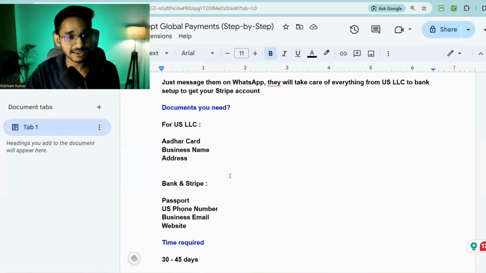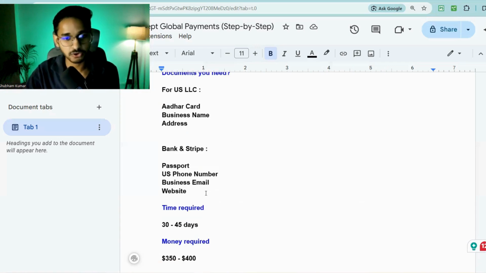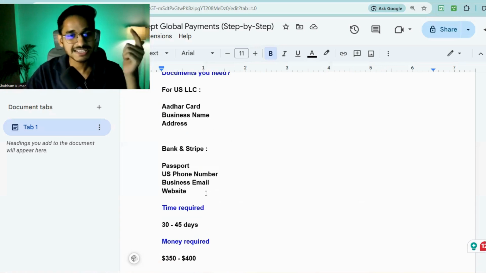So in order to get a bank account and Stripe, you need these four documents. First is a passport, second a US phone number. You can buy it from Go High Level or any other platform, whether it's Skype or something else, I don't remember. You can use those platforms to have a US phone number, because that's where you are going to get the OTP, things like that.